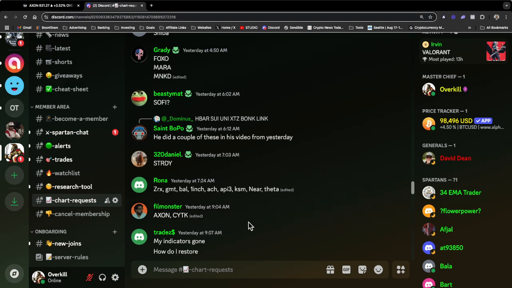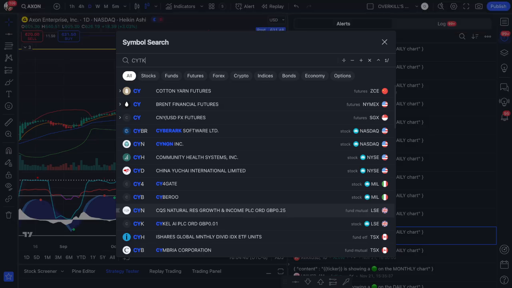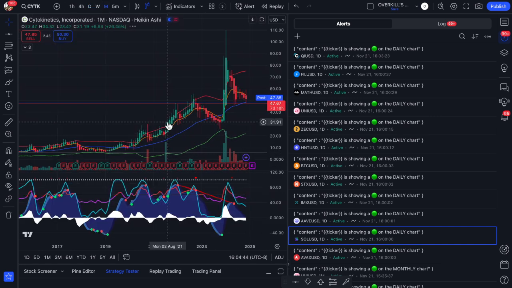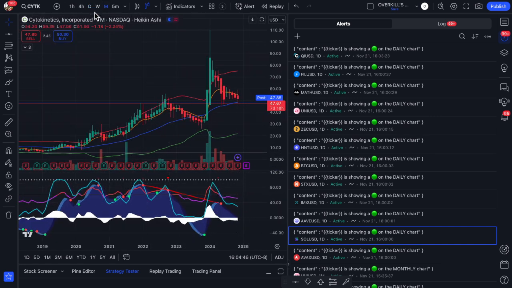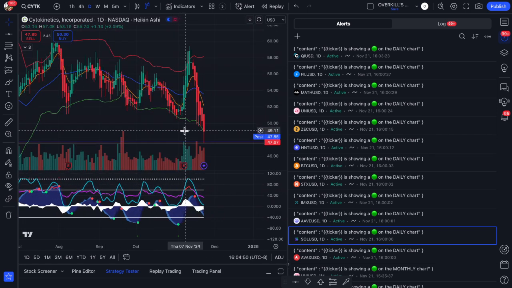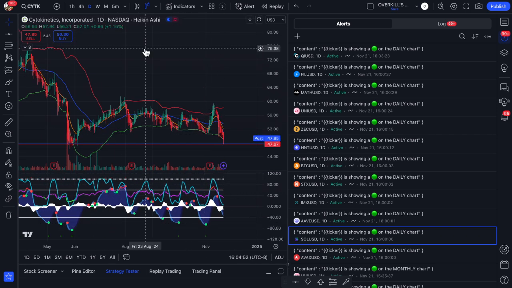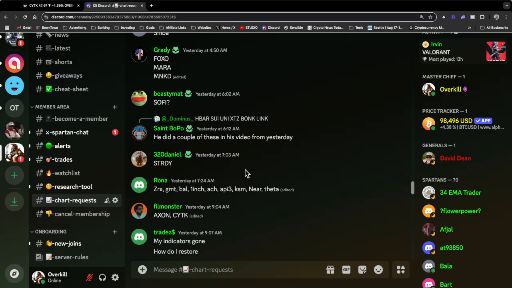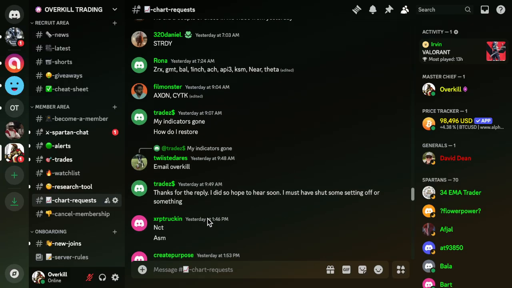CY, what was that? CYTK? CYTK. See, nice sell off there. The monthly's still red though. I do not like that. If you want to anticipate that dot, which I don't recommend doing, I just wait for the green dot on the daily. But this thing's selling off pretty hard right now. Okay, no green dot on the monthly, so I wouldn't be touching that one.